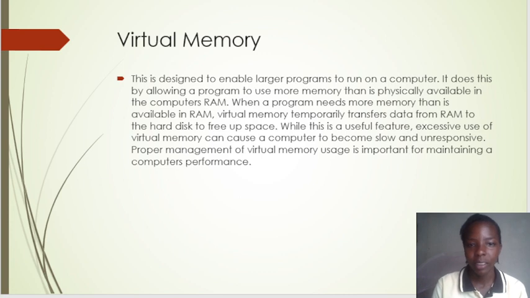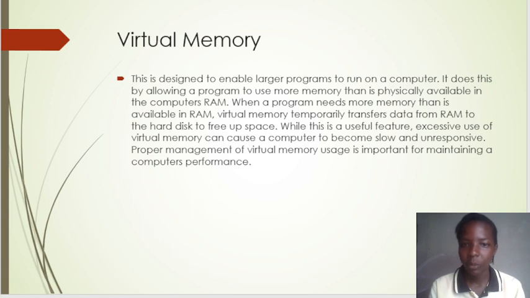Then virtual memory is designed to enable larger programs to run on the computer. Some programs are too large to be run on the computer, so it is virtual memory that enables these larger programs to run. And how does it do this? By allowing a program to use more memory than is physically available in the computer's RAM. When the program needs more memory than is available, the virtual memory temporarily transfers data from RAM to the hard disk to free up space. So we all know RAM is volatile. So when the device is shut down, it can easily lose its data.